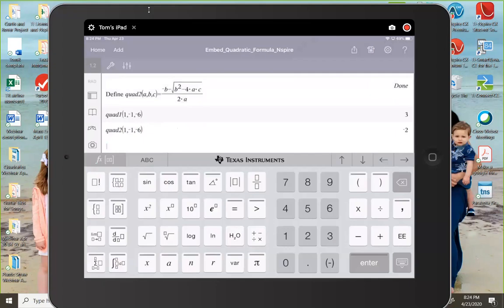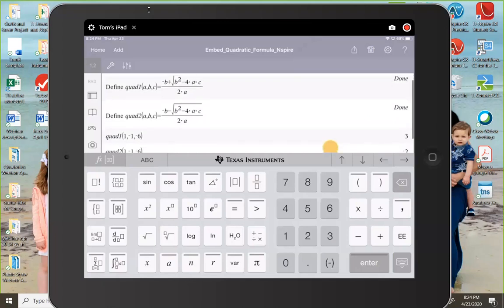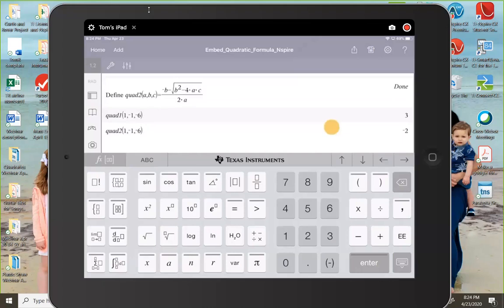negative 2. If I set it for complex, it'll give me complex roots. If I get irrational ones on this one, it'll give me a decimal approximation. If I do this on a CAS machine, it'll give me exact radicals for the answers. So again, I just defined it, and it's there throughout that whole document.